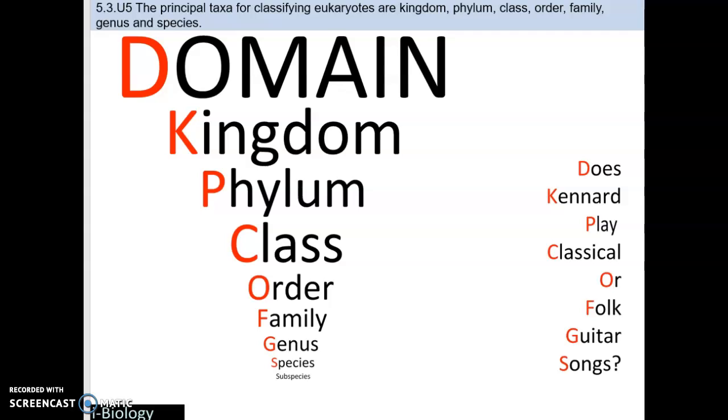Now it's up to you what you use to remember. You can come up with your own one, but for me, it's always going to be King Penguins Can Only Fly Geographically South. Okay, and then I just need to remember there's domain at the top and then subspecies at the bottom.